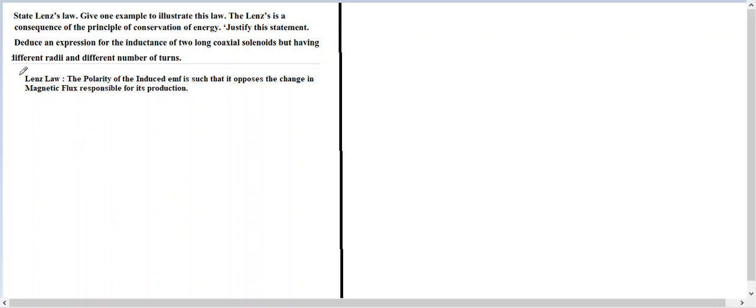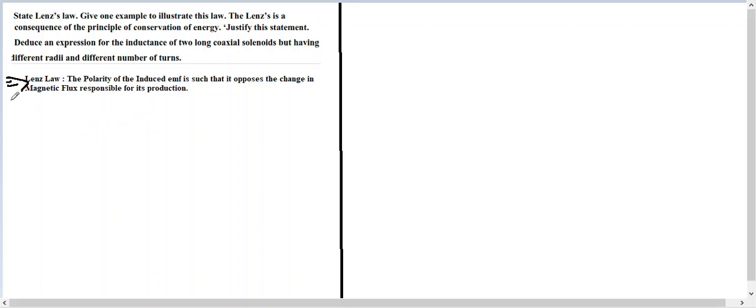So let's first state Lenz's law, which I have already written for you. Lenz's law: the polarity of the induced EMF is such that it opposes the change in the magnetic flux responsible for its production. So always remember that it means this induced EMF is always opposing the cause of its production. So let's try to see an illustration for this.